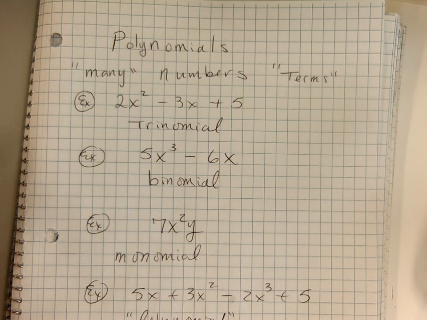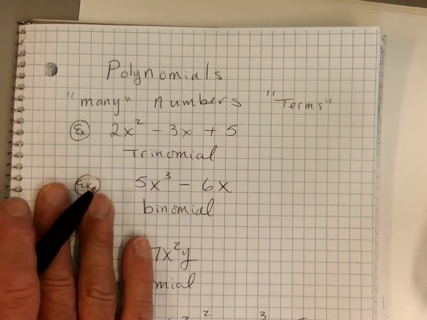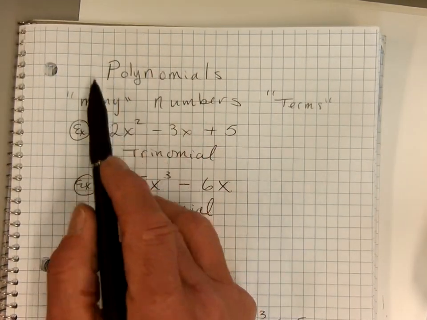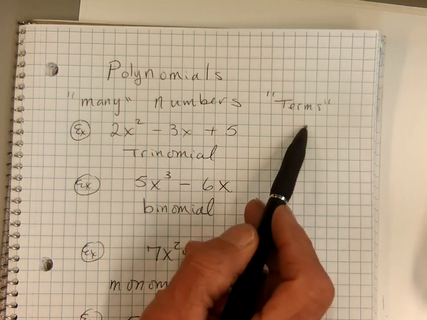Okay, everybody, let's take a look at today's lesson. So we're talking about polynomials, and an awful lot of this we already know. Polynomial is a fancy word. Poly means many in Latin, and nomials is like numbers. We're talking about terms, okay?